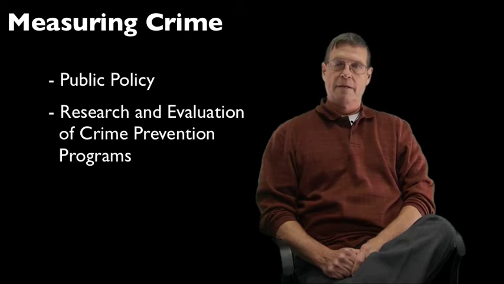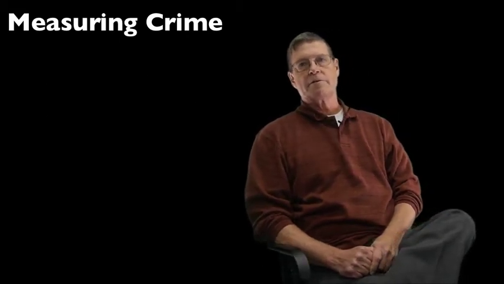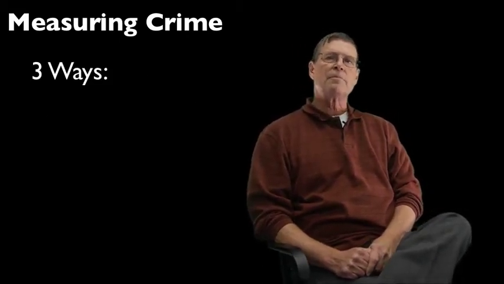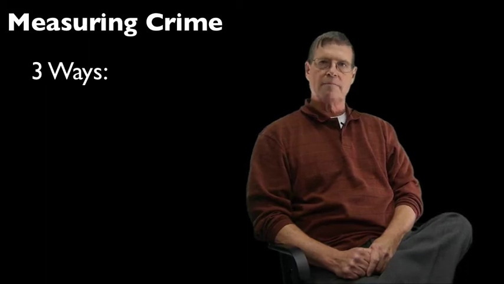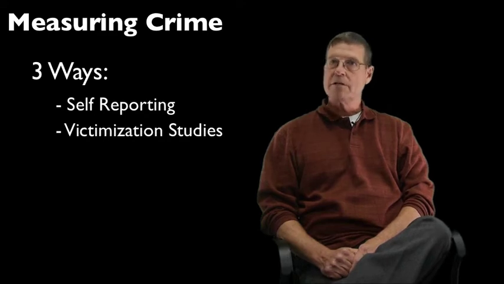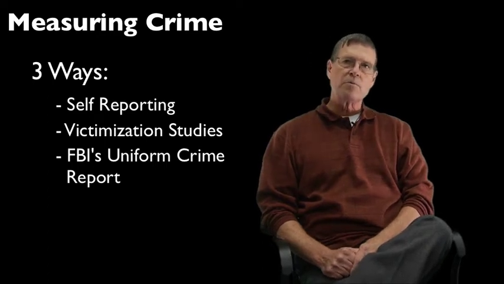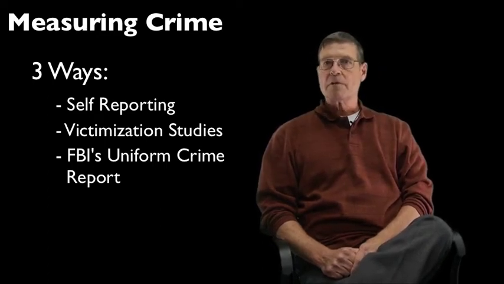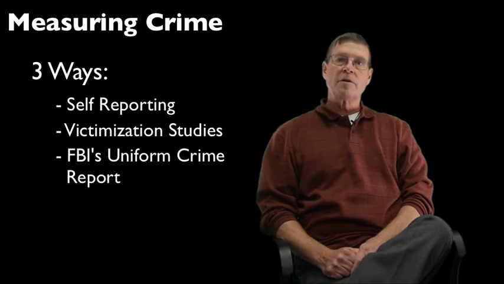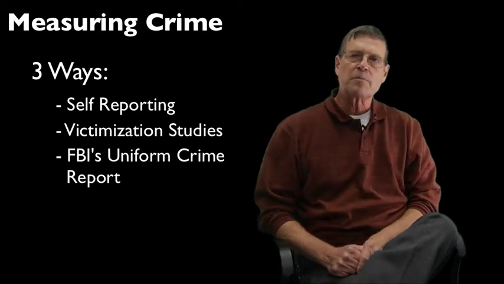Now, over the years, we've developed three ways of not only measuring crime, but also attempting to learn about crime. First, self-report studies. Second, victimization studies. And third, the FBI's Uniform Crime Report. And let's take a look at each one of these, because from each one of these, we can learn some very important things. First of all, self-report studies.